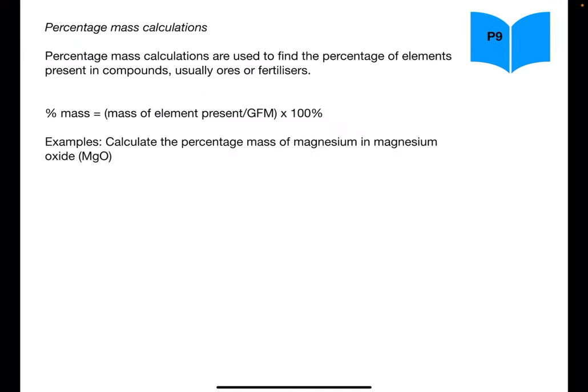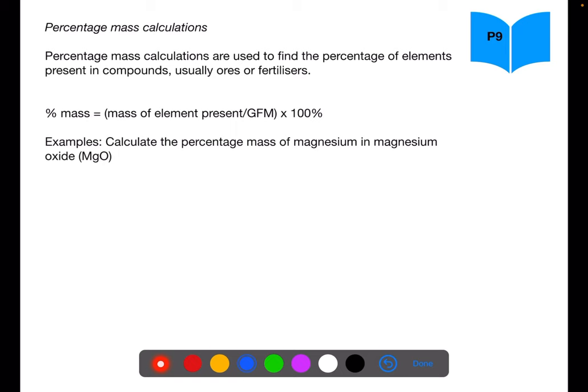Our final calculation is percentage mass calculations. These are used to find the percentage of elements present in compounds, usually in ores or fertilisers for National 5 chemistry. We use the equation percentage mass equals the mass of the element divided by the gram formula mass, all times by 100. Here we're trying to calculate the percentage mass of magnesium in magnesium oxide.